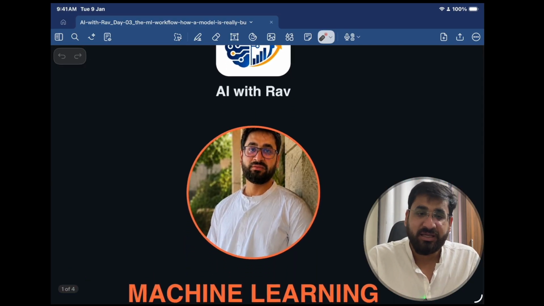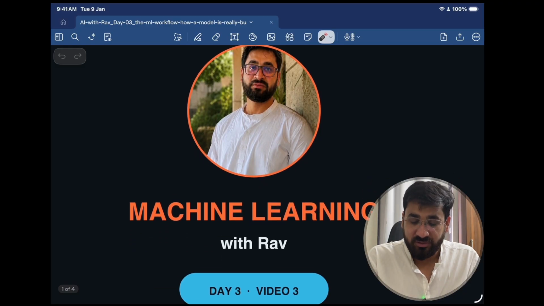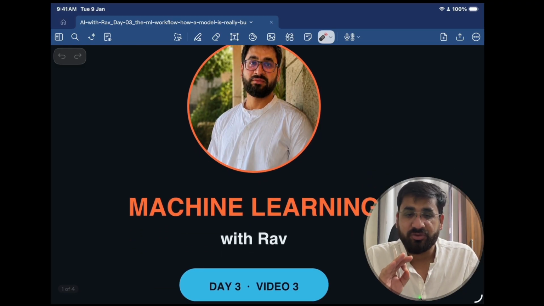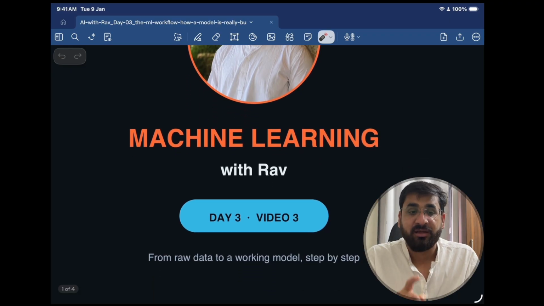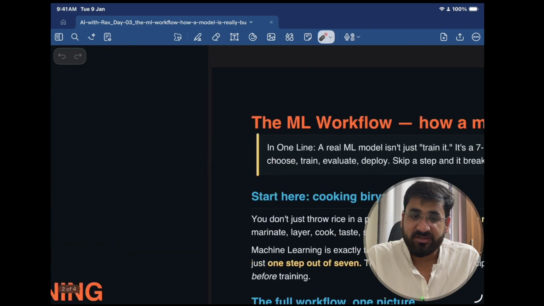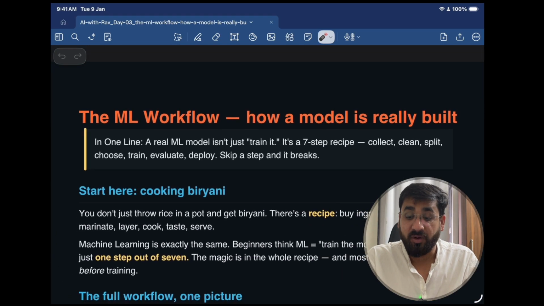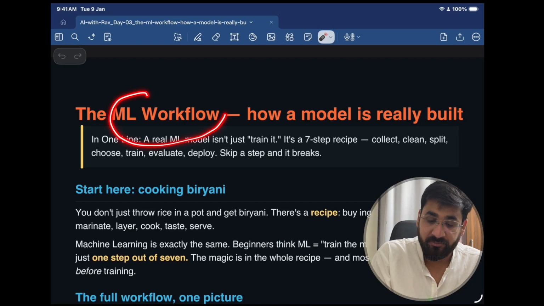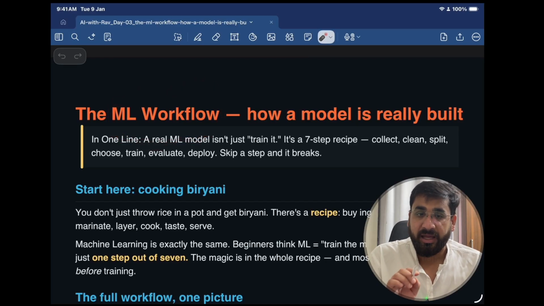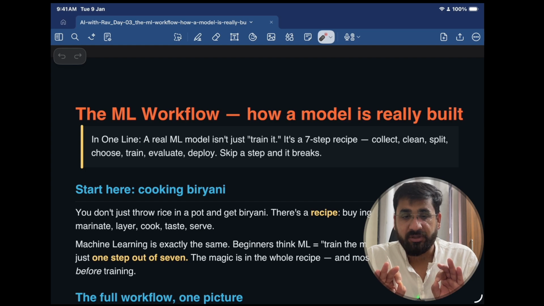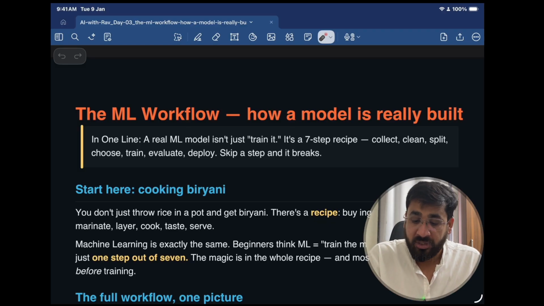So, in this journey, we are going to learn about the most important concept: from raw data to working model, step by step. So, let's start with the workflow of machine learning. And it's pretty simple, and at the end I promise you will remember each name anytime. So this is a 7-step process. What are these 7 steps?